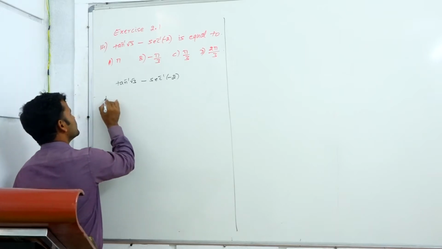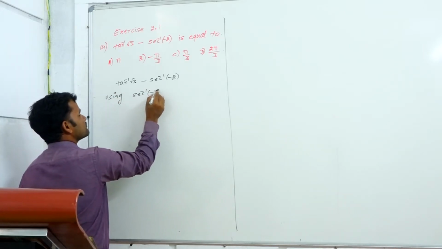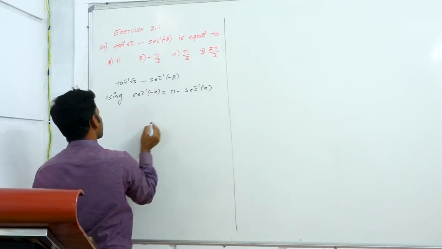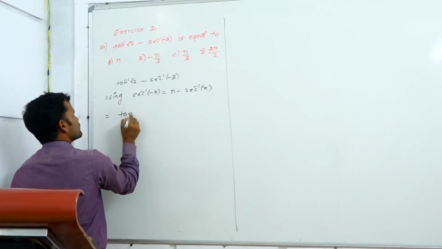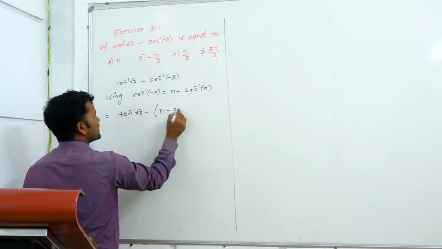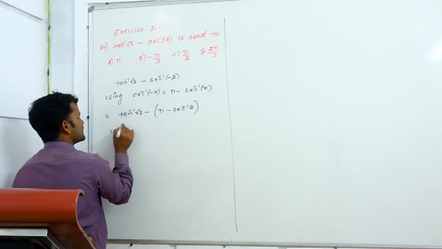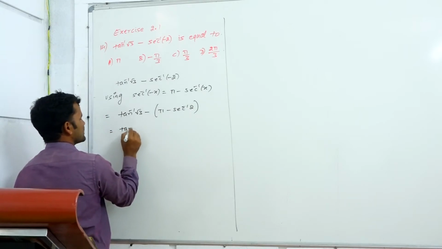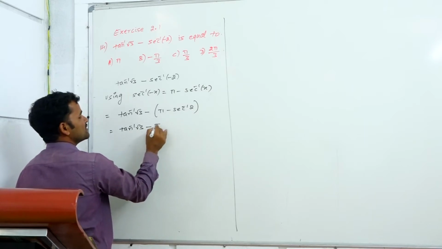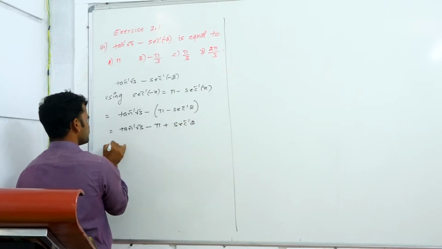So what you do? Use the property secant inverse of minus x is equal to pi minus secant inverse of x. Our problem is tan inverse of root 3 minus of pi minus secant inverse of 2. Tan inverse of root 3, let me write one more step here, minus of, the minus gets multiplied to both the terms, minus pi plus secant inverse of 2.